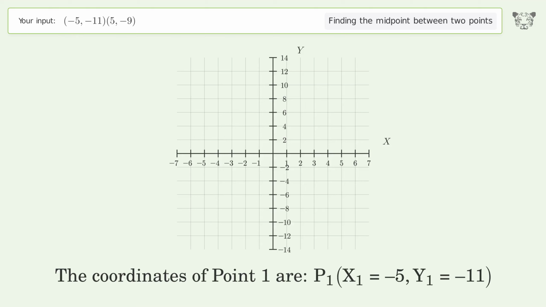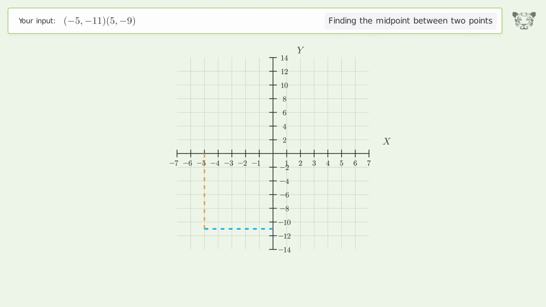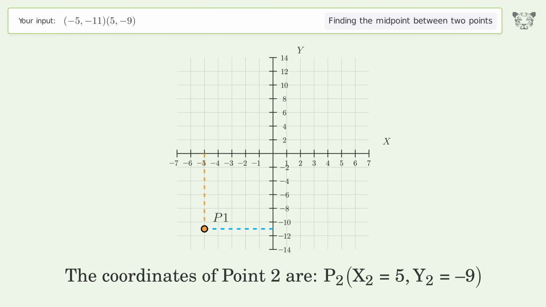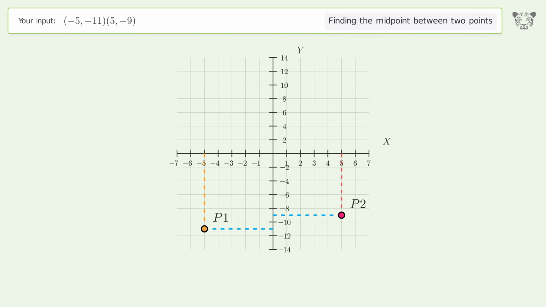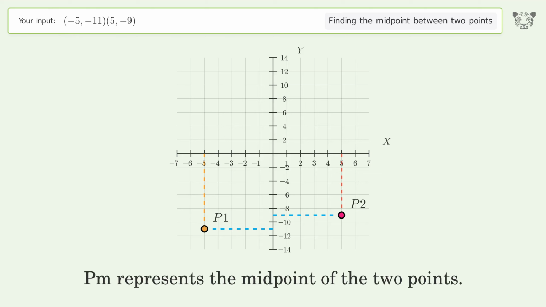The coordinates of point 1 are x1 equals -5, y1 equals -11. The coordinates of point 2 are x2 equals 5, y2 equals -9. PM represents the midpoint of the 2 points.